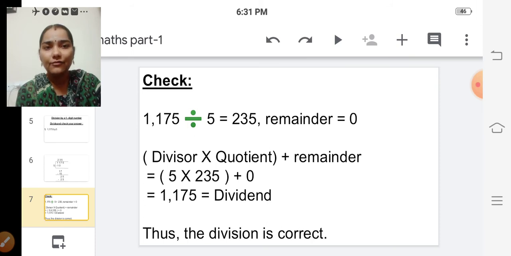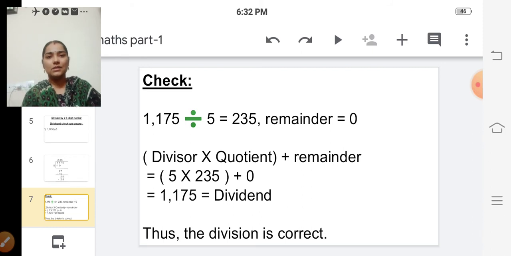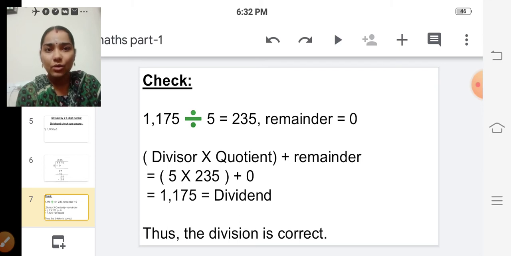1175 divided by 5 gives the answer 235, which is the quotient, and we get the remainder 0. Now we are going to check the answer. For that, we have to multiply the divisor and the quotient and add the remainder. Then we will get the dividend. If we get the dividend, then our answer is correct.